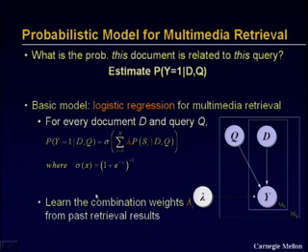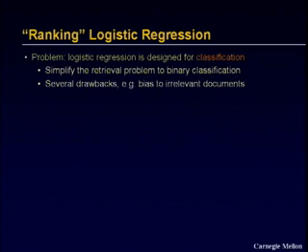Well, the problem is you can't learn it from every query. You don't have a history, what's the correct result for this query on some other collection, which would give you a sense of what the weights should be. The other thing we had to do is that logistic regression is designed for classification, sort of a binary thing.